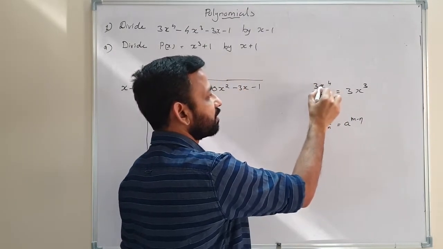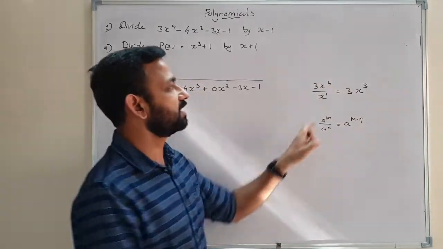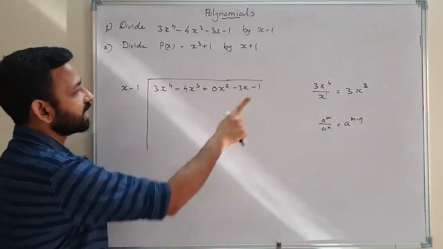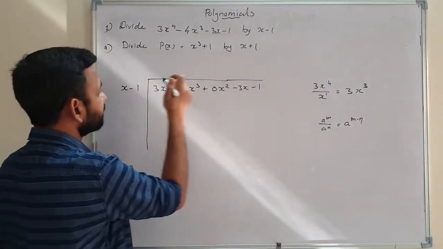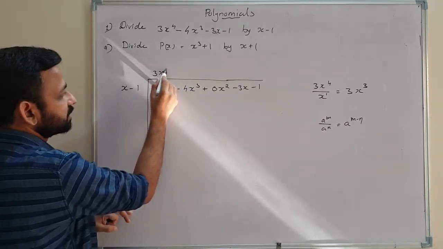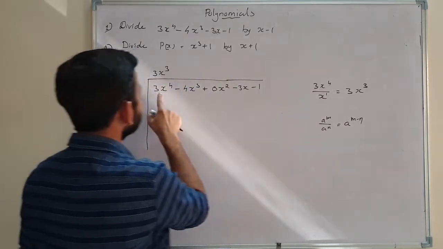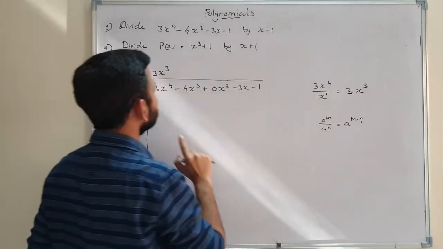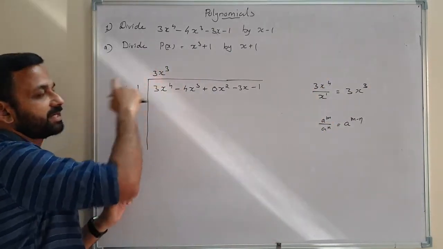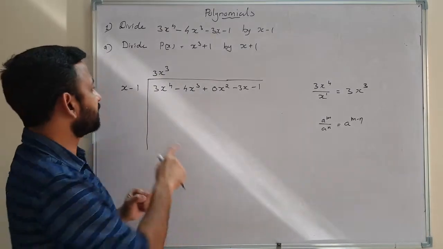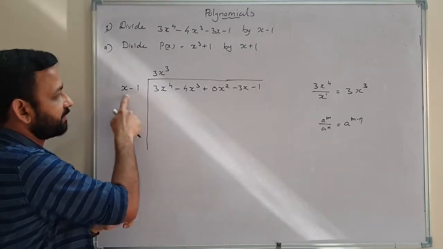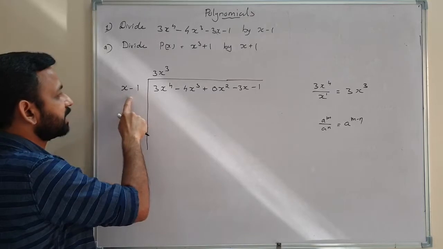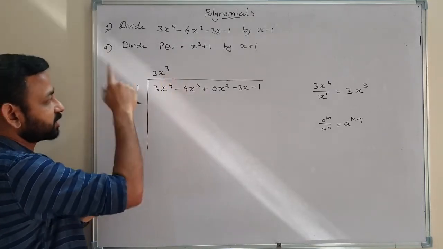So it will be 3x raised to 3. The x and x are cancelled, so 3x raised to 3. That answer we will write here, 3x raised to 3. So once again, first term divided by first term, we got 3x cube, and we write 3x cube here. Then we have to multiply both the terms. Here we have only two terms. Both the terms we will multiply by 3x cube.